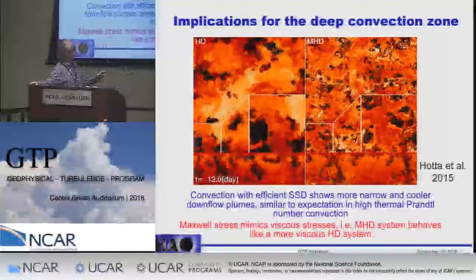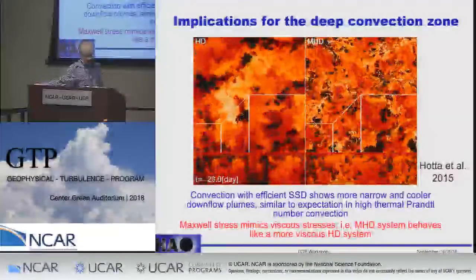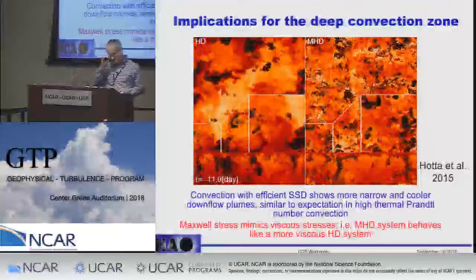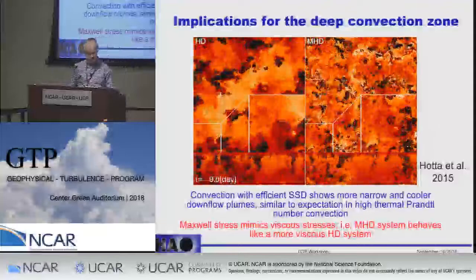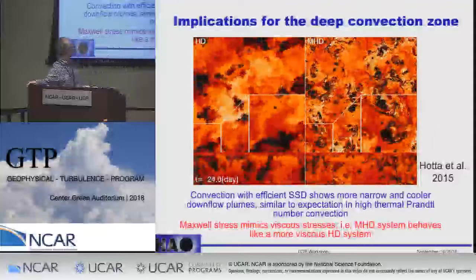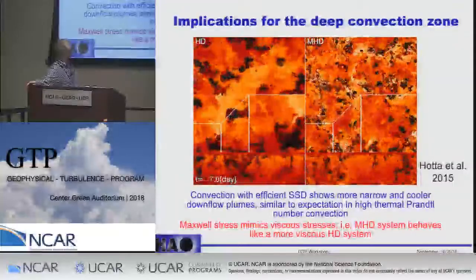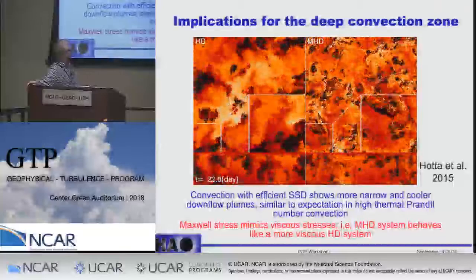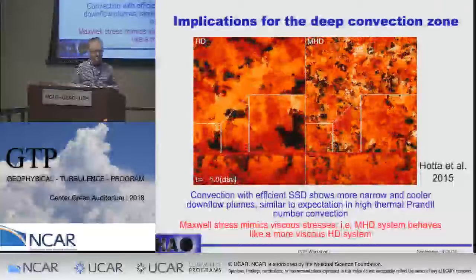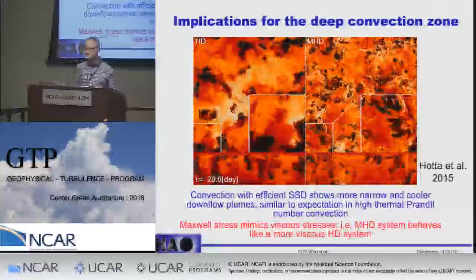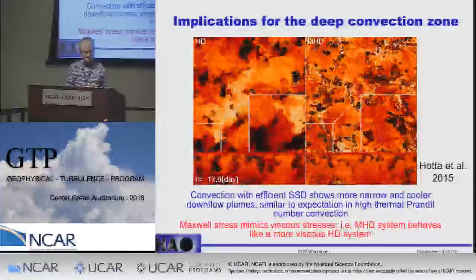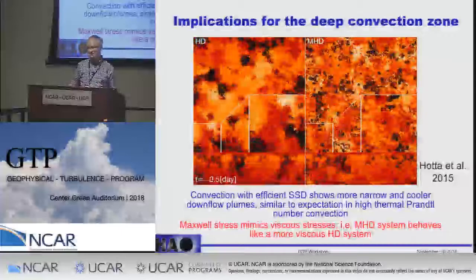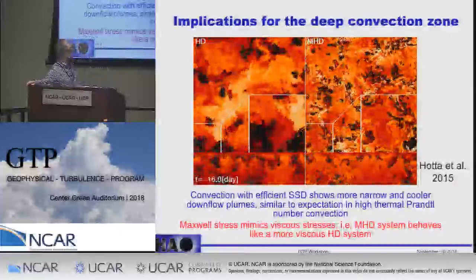So in some sense, having the small-scale magnetic field in the system makes the system behave a little bit more like high Prandtl number thermal convection. Naively, one could interpret that the Maxwell stresses mimic to some degree viscous stresses, since you mostly get the feedback from the magnetic field in regions where you have a lot of shear flow.